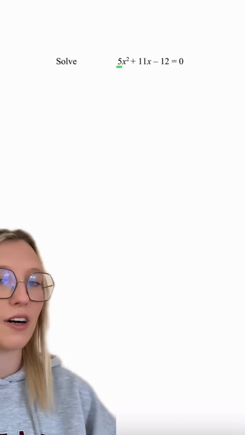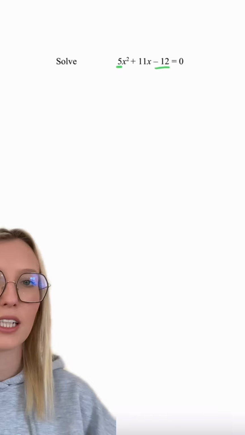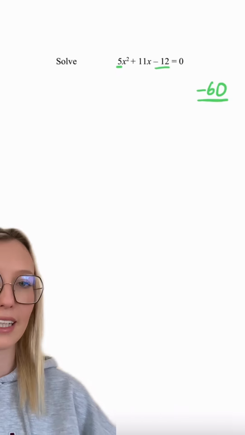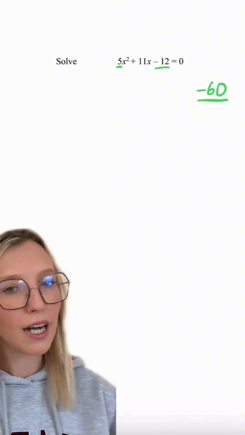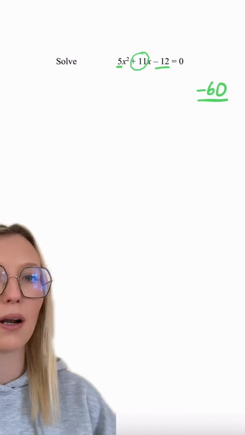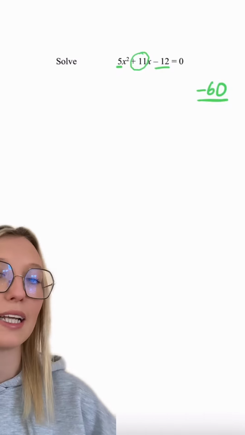Now the number in front of our x squared here is not 1, so we need to use a different method. We're going to do 5 times by our minus 12. That gives us minus 60. We're then looking for a factor pair of minus 60 that is going to add together to give us our plus 11. So let's run through a few of the factor pairs to give us minus 60.